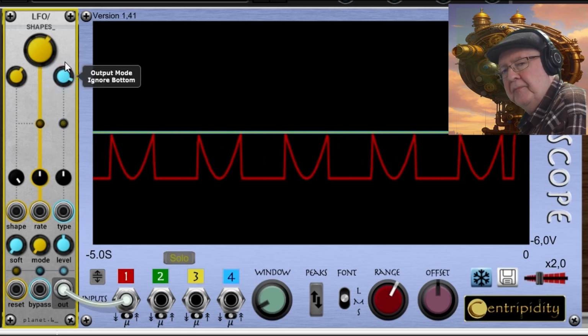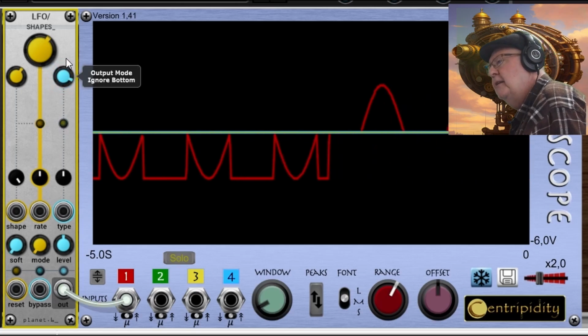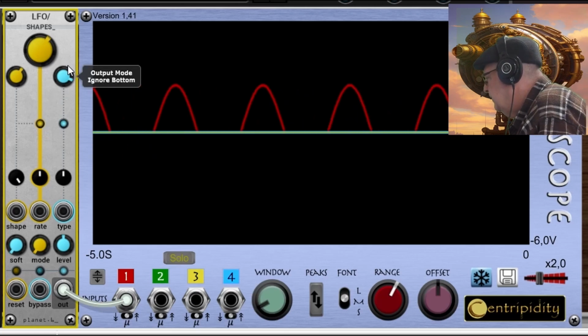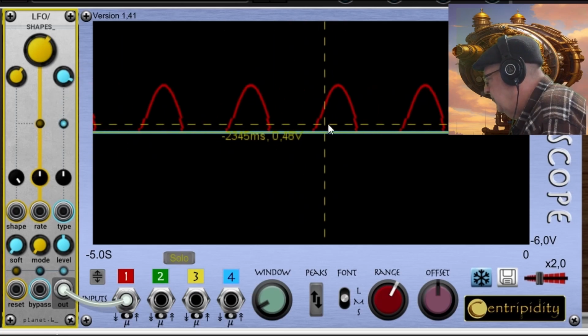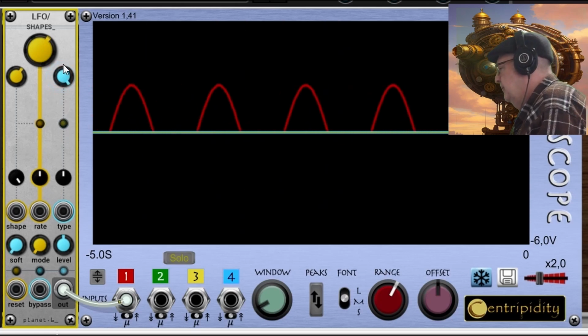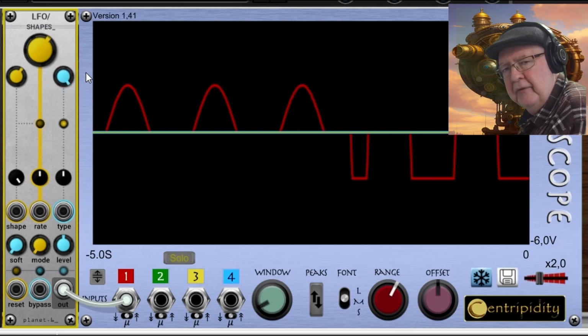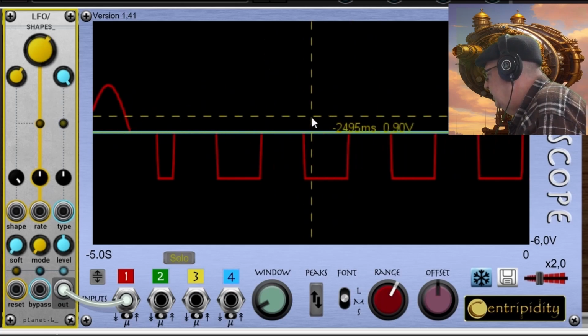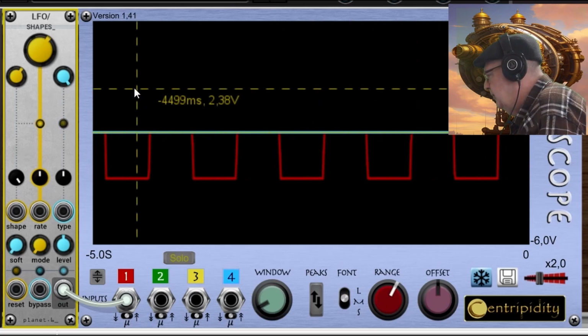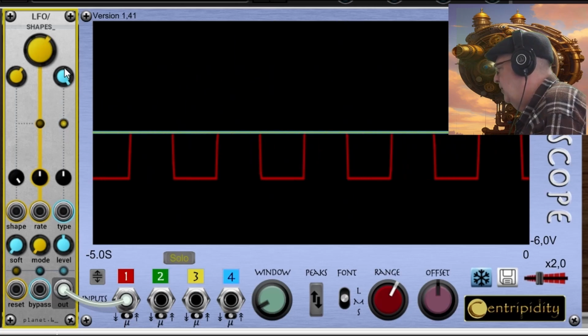And now I get the original wave with the negative half wave being completely ignored, leading to a level of 0 volt between the positive half waves, and the opposite, the positive half wave is ignored, so between the negative half waves we get this level of 0 volt. Now back to normal.